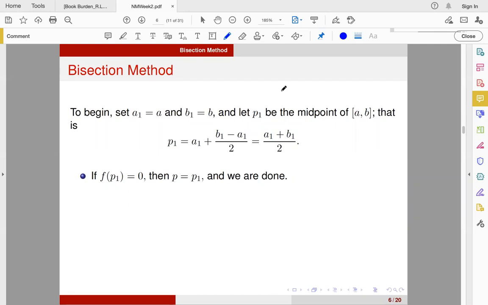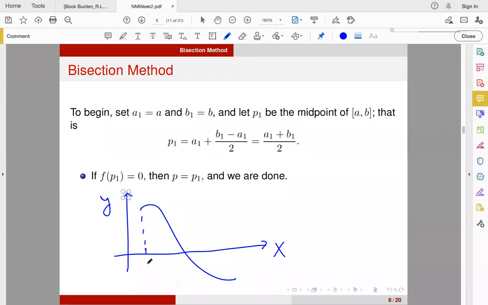Okay, so let me give you an illustration. Suppose this is the case. This is A, this is B. And then you find the point P1. For the first step, you find the point P1, which is A plus B divided by 2. Let's say this is the point P1, okay? So you see here, FA is positive and FB is negative, right?